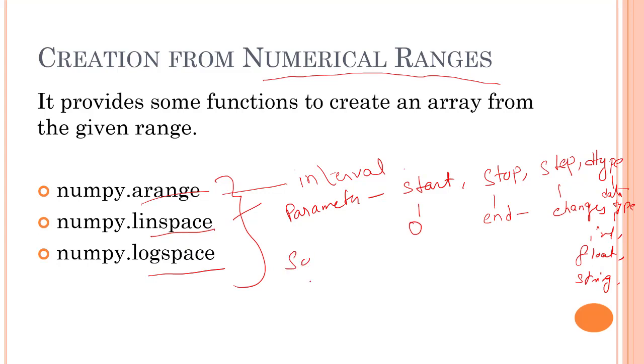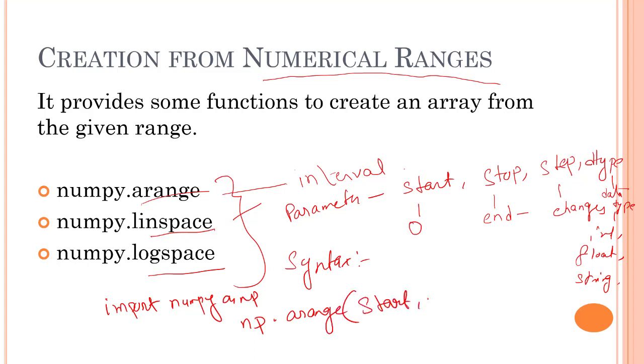Let's take the syntax of how we use it in code. You can use numpy or np when you import, with the alias name. So suppose we import numpy as np. Then we use np.arange and continue with start, stop, step, and then dtype. This is how we use the arange method to create a particular array.